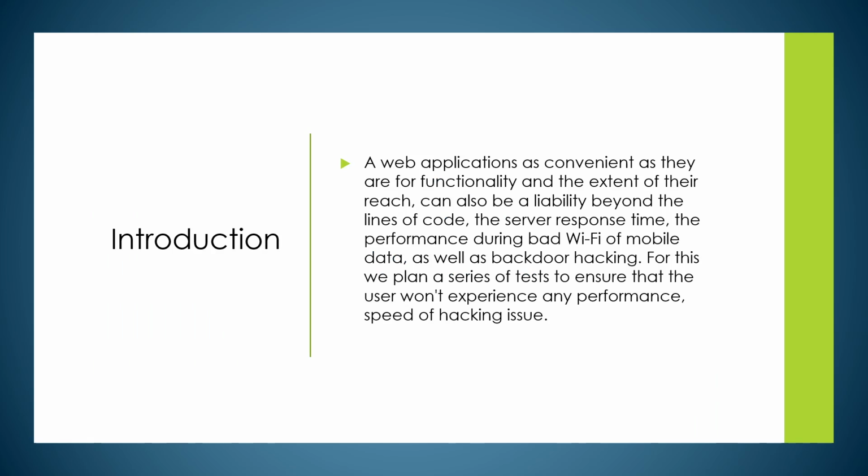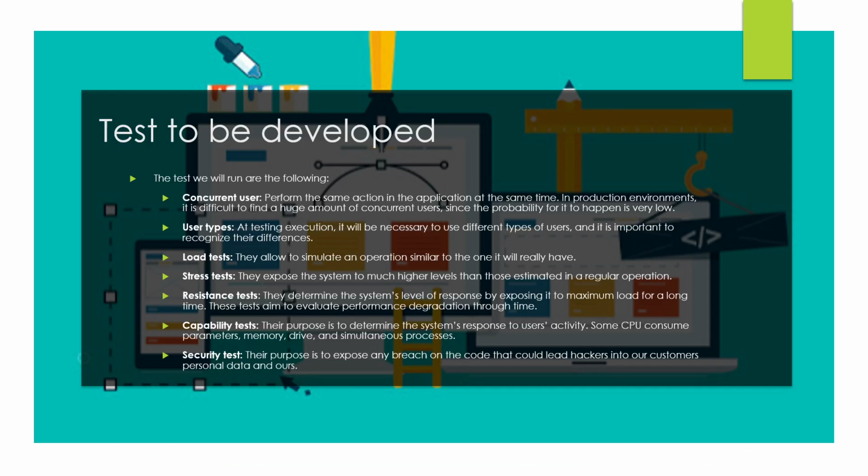Now, to continue, I want to give an introduction. A web application, as convenient as they are for functionality and the extent of their reach, can also be a liability beyond their lines of code. Their server response time, the performance during bad Wi-Fi or mobile data, and different environments, such as loading the application from different parts of the world, could also lead to backdoor hacking. For this, we plan a series of tests to ensure that the user won't experience any performance issues and all of our information is as secure as it can be.